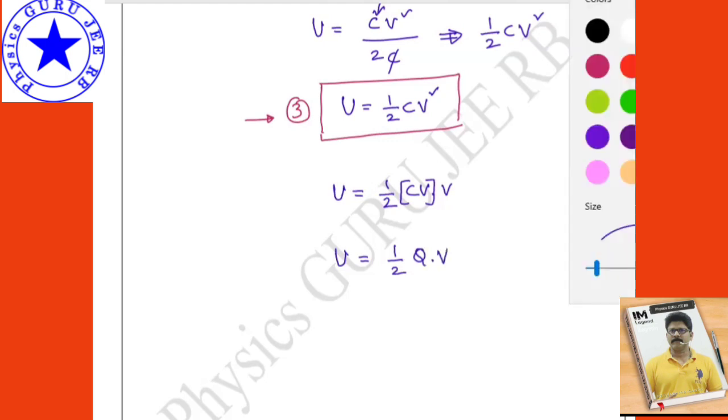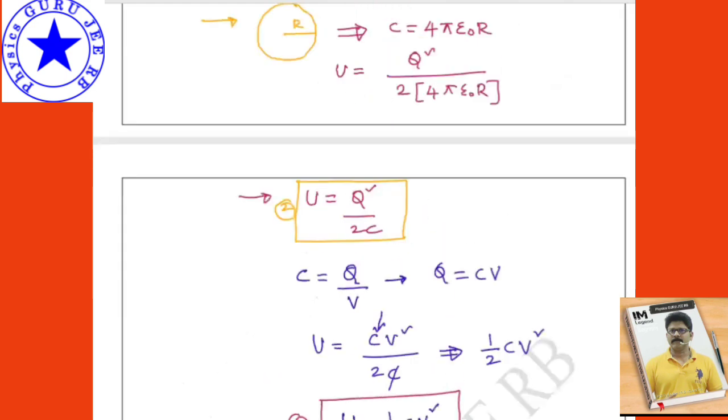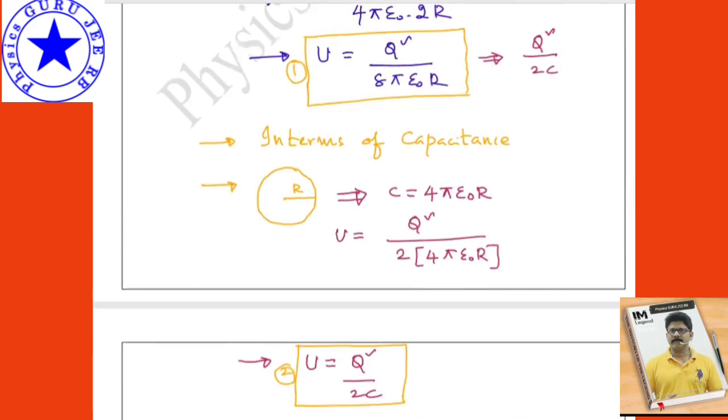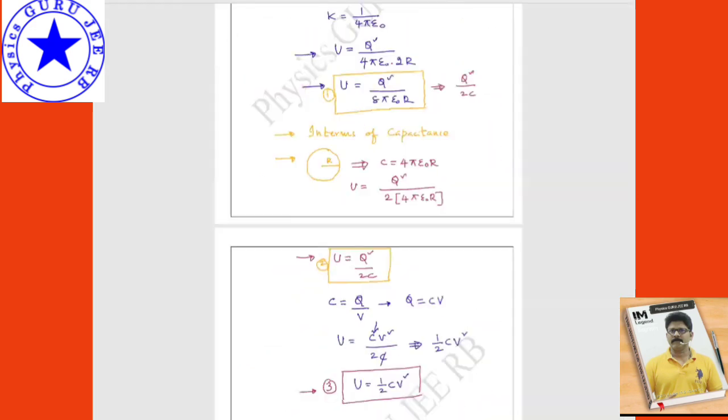So we got now a total of 4 equations. These are the 4 equations. Fourth equation. Hope it is clear. These are the different forms of equations of potential energy. So whenever we require, according to the problem, according to the given data, we'll be using these formulas, right? Energies. If I write all energies together, you can see here.